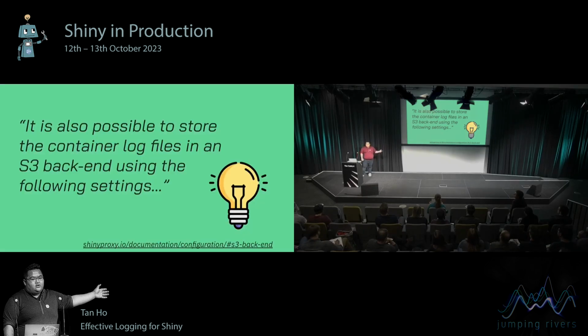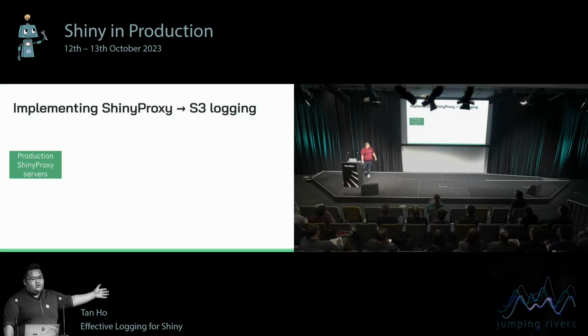So I started with what we had, which is ShinyProxy, and I found this in the documentation. Of course, the documentation was actually there when I read it. It's also possible to store the container log files in an S3 backend using the following settings. And so this set a light bulb off in my head. If we wanted to implement something like this, what actually happened when we implemented it was, well, we've got production ShinyProxy servers. We get it to push stuff into an S3 bucket.